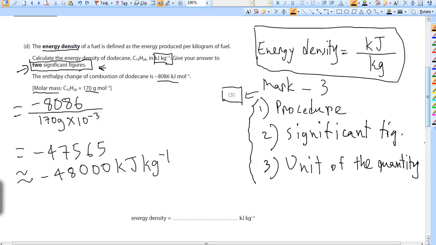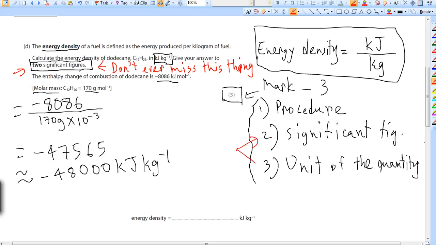So let me write this in bold red mark. Don't ever miss this thing. It is really important. For that you might lose 1 mark, this piece of mark.